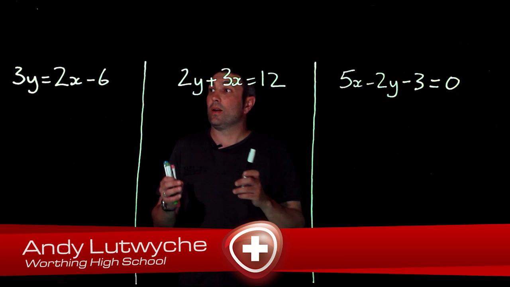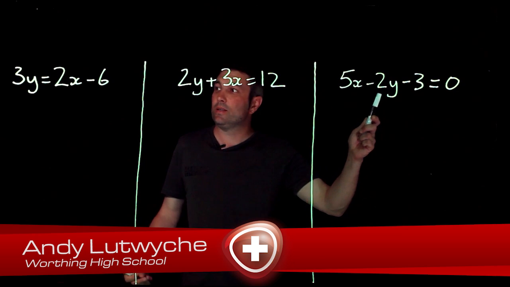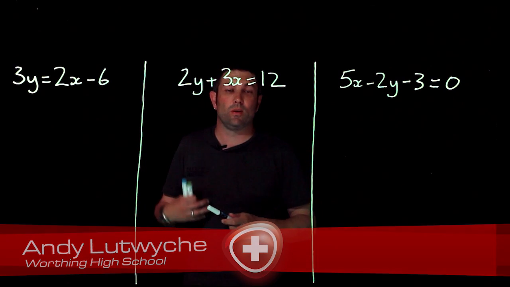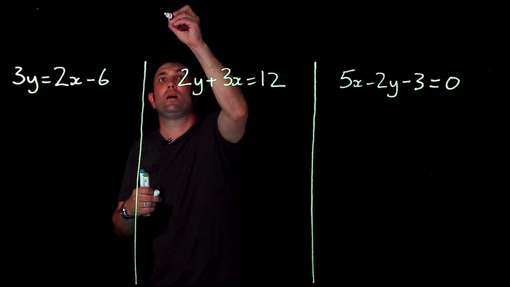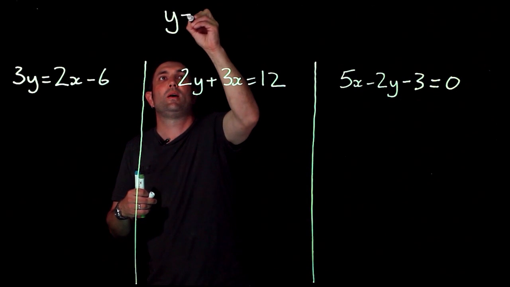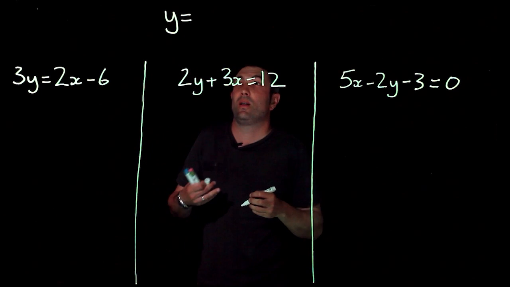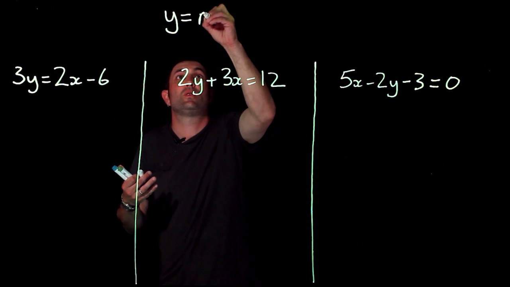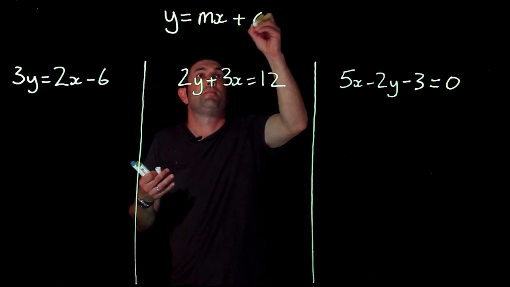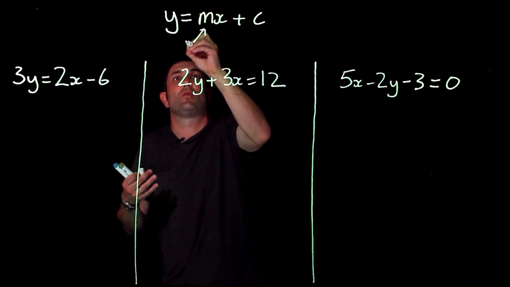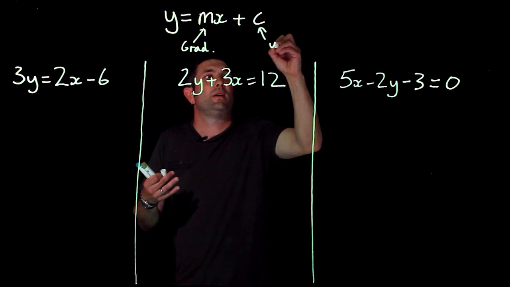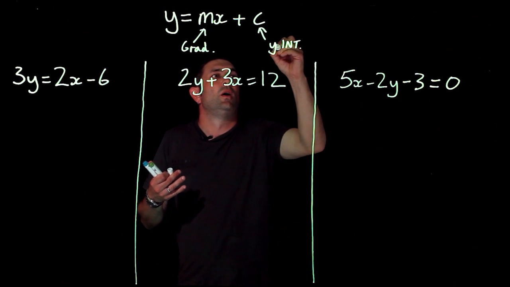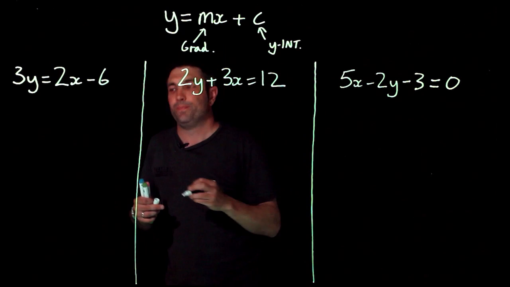Right, in this video we're looking at these three equations of lines and we're going to try and work out what the gradient and the y-intercept are. Now, from a previous video you should hopefully know that the general linear graph equation is y equals mx plus c, where the m is the gradient and the c is the y-intercept. So that you should already know.